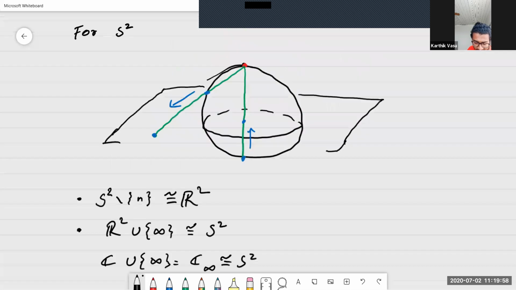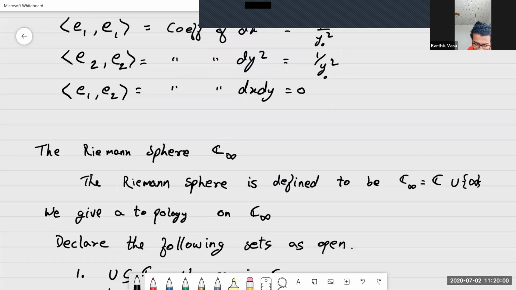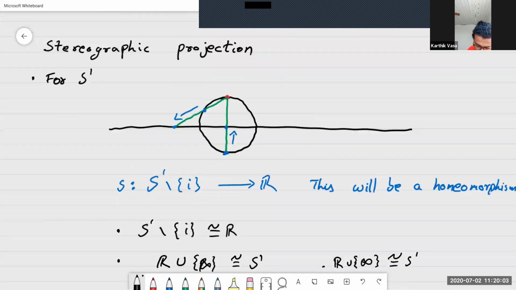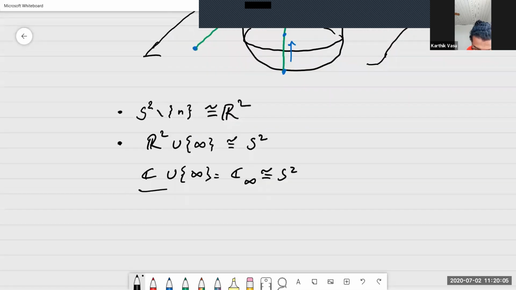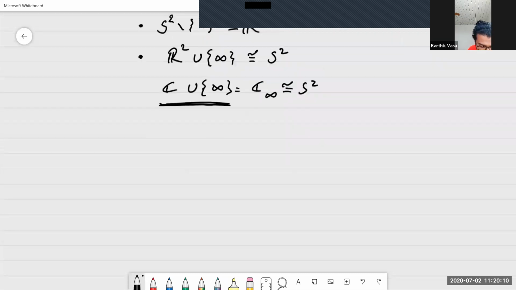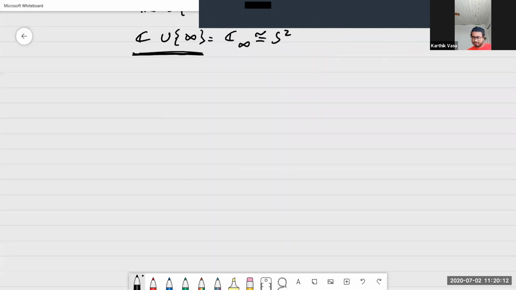So when I call this union a Riemann sphere, it is actually a sphere. Okay. So now, what do we do next? Since we have a topology, we can talk about continuous functions. I will just give examples.